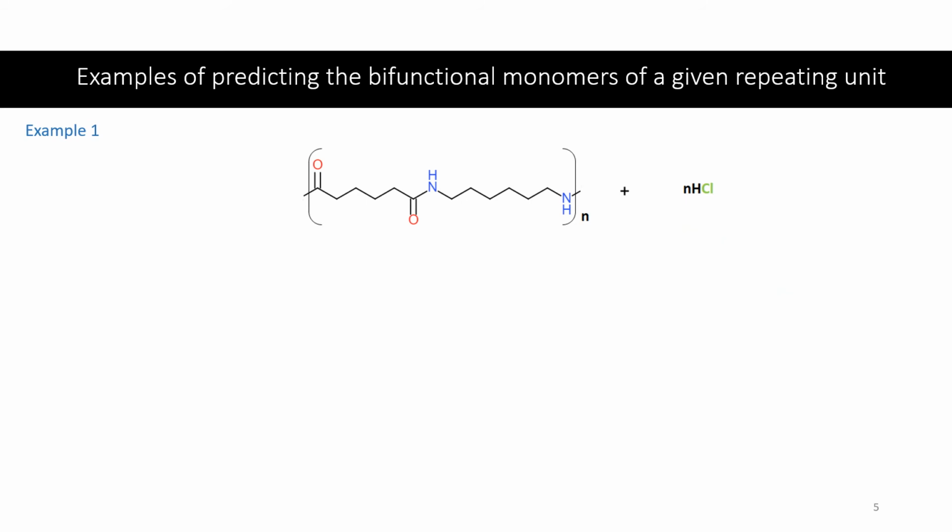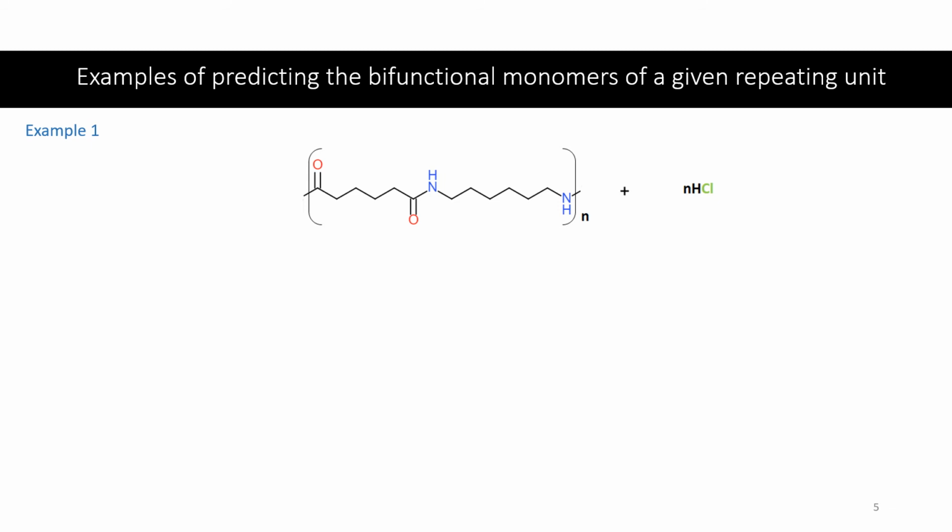Now let's look at an example of predicting the bifunctional monomers when you're given a repeating unit. So we're trying to do the opposite of what we did before. Before, you were given the two bifunctional monomers and asked to predict the repeating unit. But if you're given a repeating unit, how would you predict the two bifunctional monomers? So let's try this molecule.